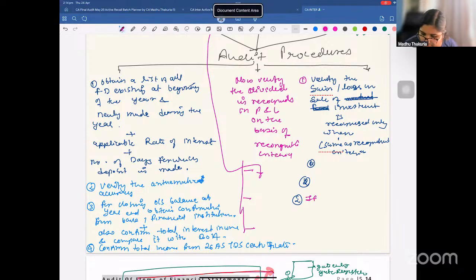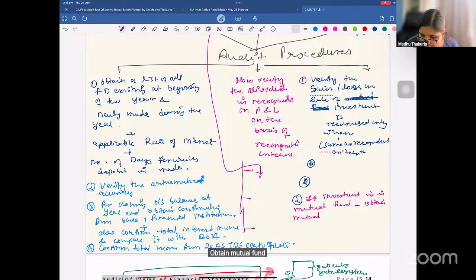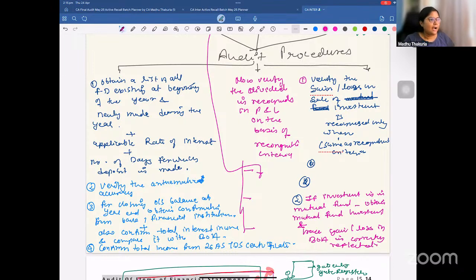Now, if investment is in mutual fund, obtain mutual fund investment statement and trace gain or loss in books of account is correctly reflected. And that's where we can close your other income as well.